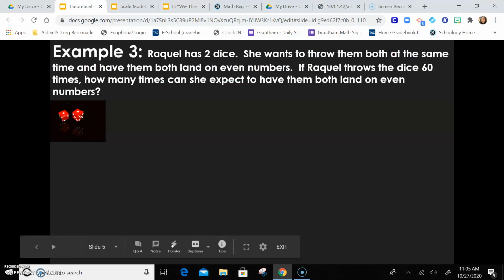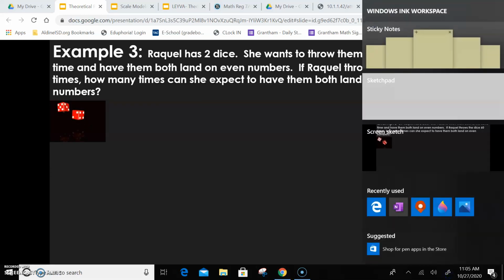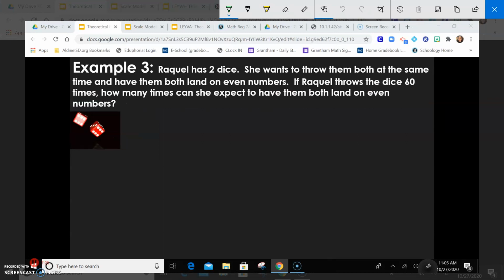Moving on to our last example, Raquel has 2 dice. She wants to throw them both at the same time and have them both land on even numbers. If Raquel throws the dice 60 times, how many times can she expect to have them both land on even numbers? So again, she's doing more than one thing right now, so this is going to be another compound event. And for this compound event, she's throwing 2 dice. So for the first dice, she wants it to land on an even number.